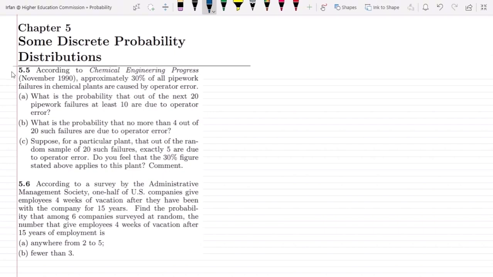So we have started chapter 5 and we were discussing the binomial probability theorem or binomial distributions. So today we are going to solve question 5.5 and 5.6, which are closely relevant with each other, and both of them are basically the problems of the binomial probability distribution.